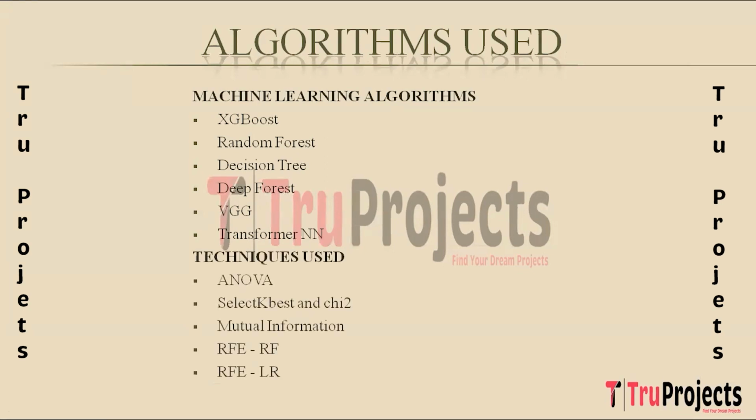Now we'll understand about the feature selection techniques used. So ANOVA assesses feature variance, identifying those crucial for malware prediction. Select K-best with chi-square focuses on key features, optimizing accuracy. Mutual information measures feature dependence, enhancing efficiency. RFE with random forest systematically improves relevance, while RFE with logistic regression optimizes feature selection for precise malware prediction. Together, these techniques fine tune the model, maximizing accuracy in identifying potential threats.